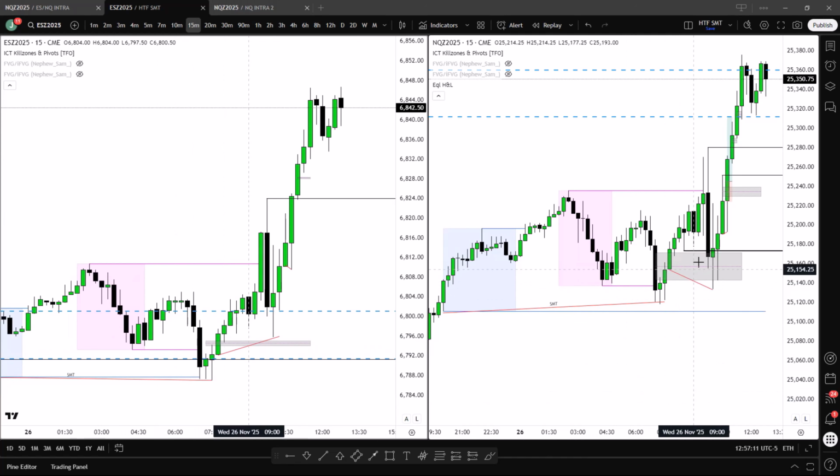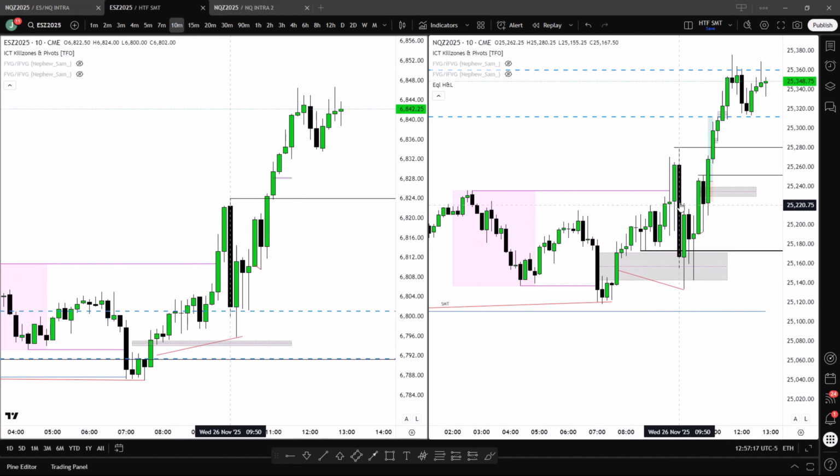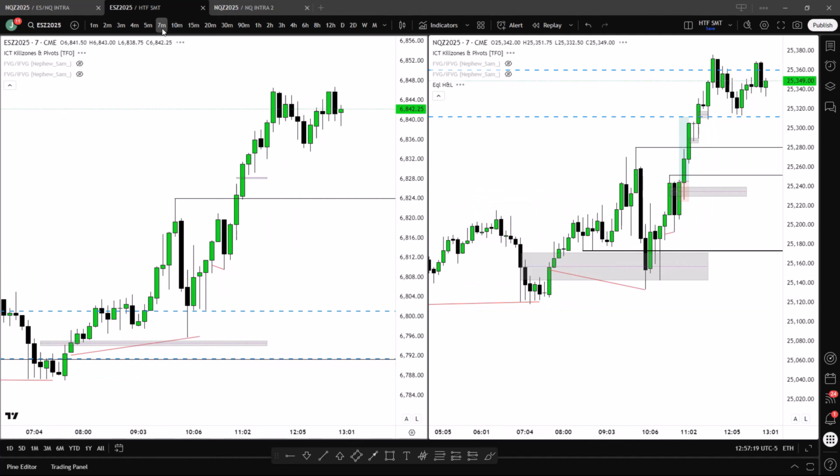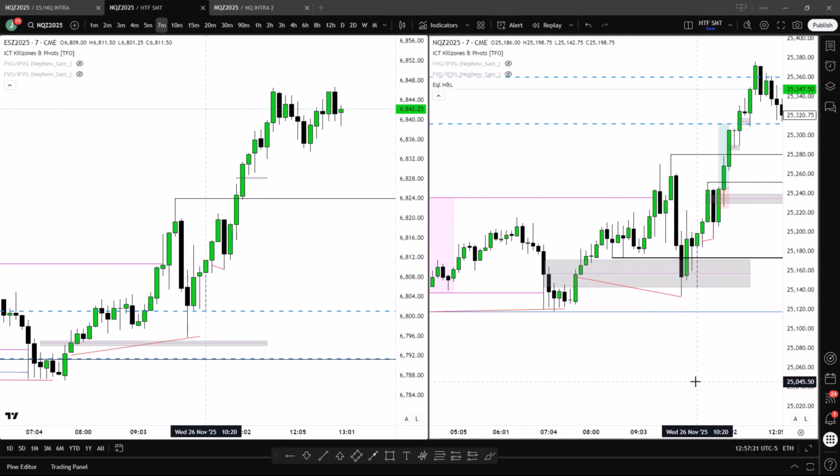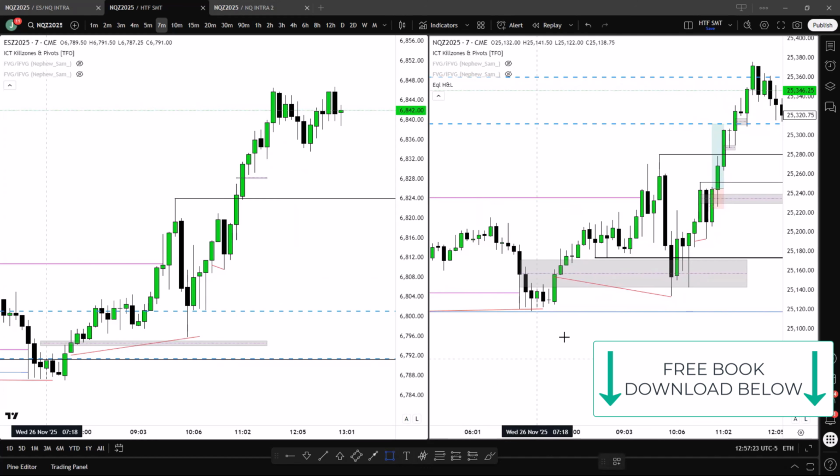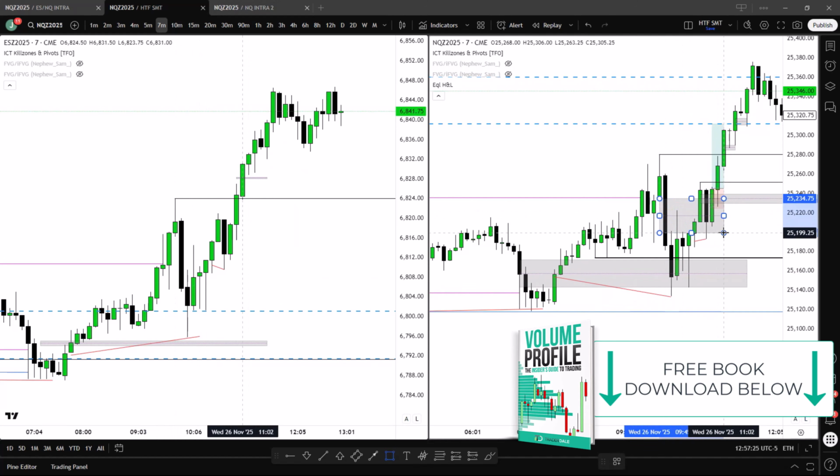Now if you notice, there is no fair value gap at all in the 15-minute. So let's go down to the 10-minute. We have no fair value gap on the 10-minute on this leg. So let's go down to the 7-minute. Finally, on the 7-minute, we have a fair value gap. So we mark this.